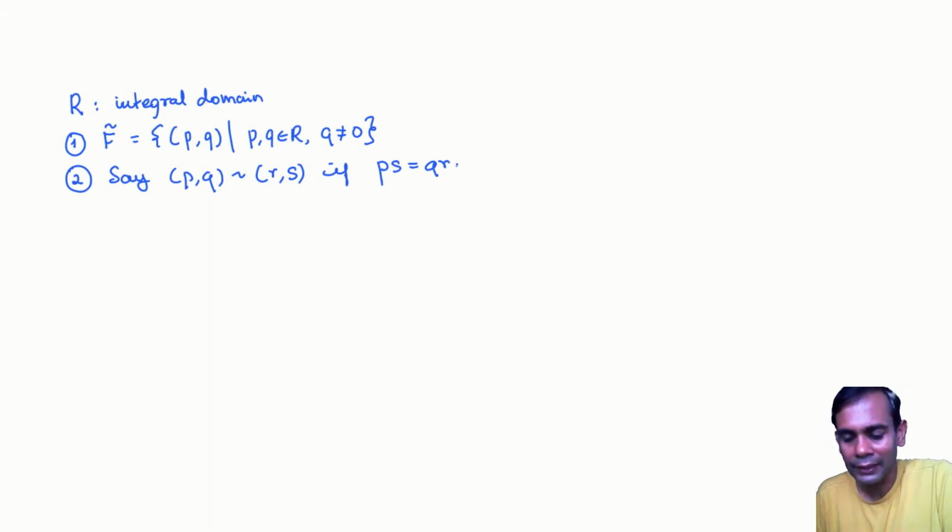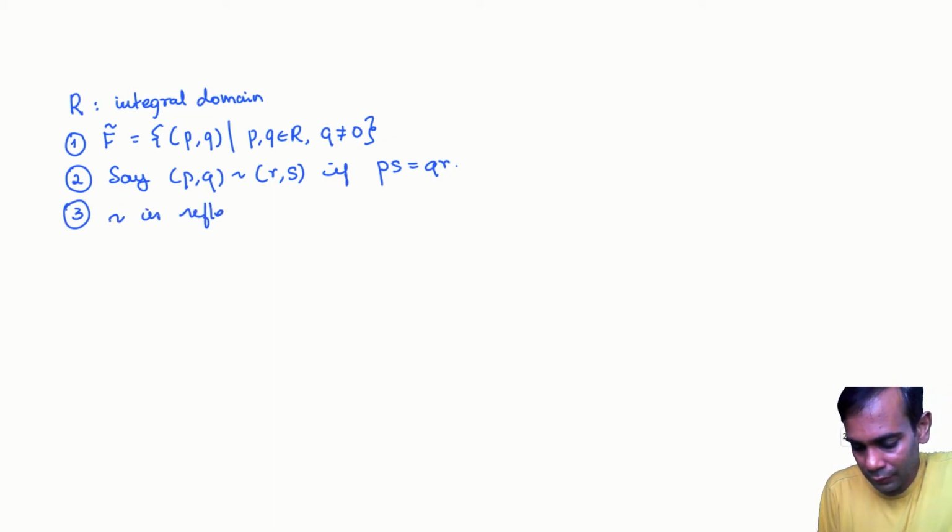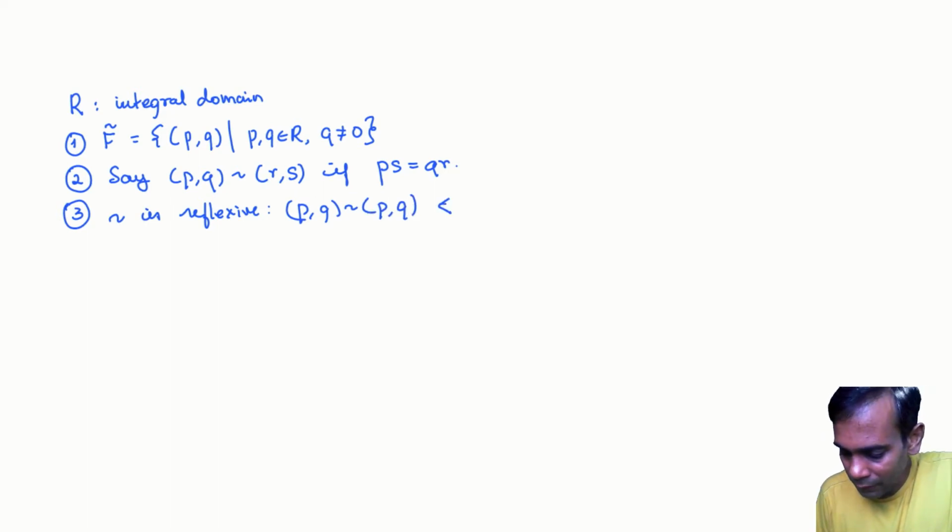Now it's not enough to say that this is an equivalence relation. We need to check that this is an equivalence relation. So, is this relation reflexive? That's very easy. We want to know if (p, q) is related to (p, q). This is just because when we put r equals p and s equals q, then ps equals qr becomes pq equals pq.